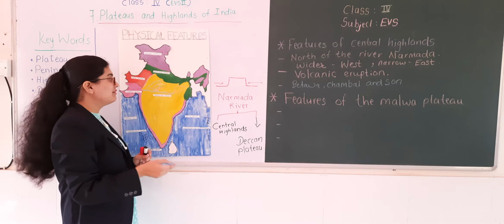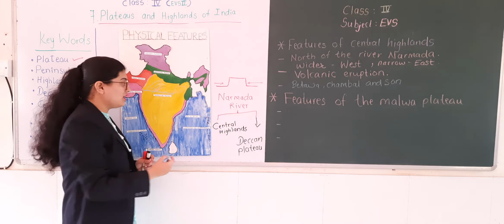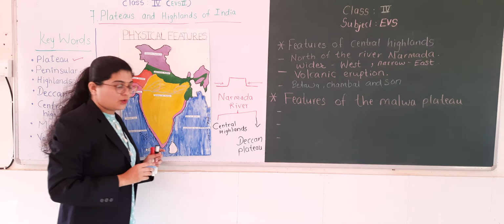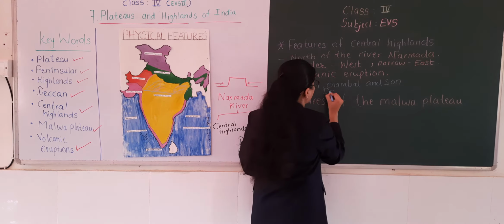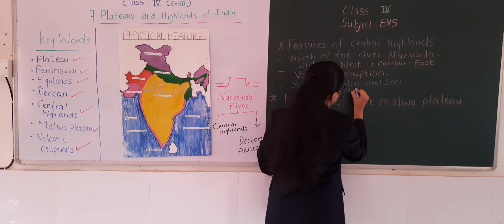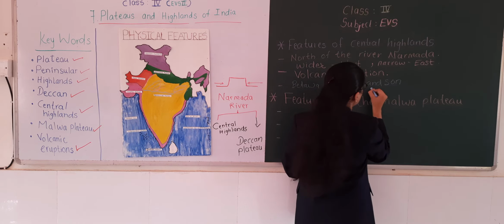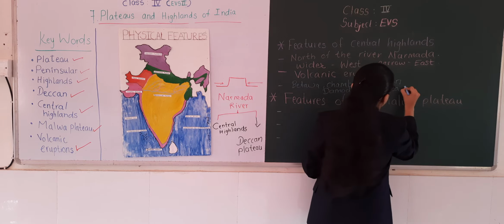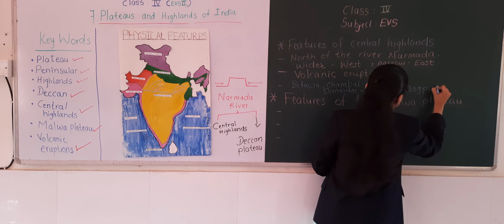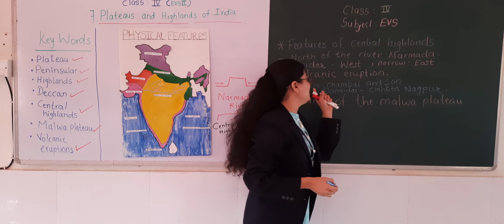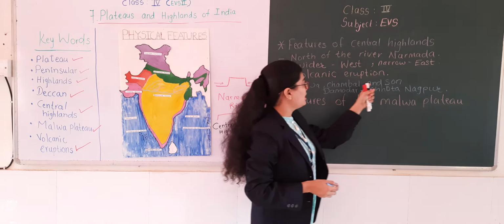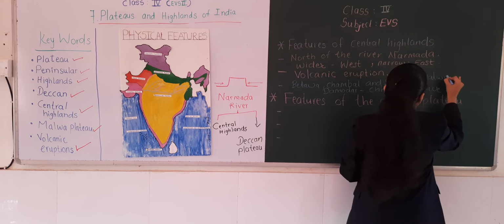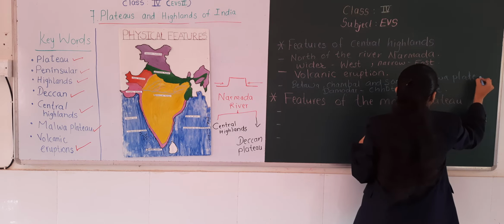And one more important river is the Damodar River. Which river? Damodar River. This river flows in the region of Chota Nagpur. In which region does the Damodar River flow? Yes, very good. Damodar River flows into the Chota Nagpur region. And where do these three rivers, Betwa, Chambal, and Sun, flow? These rivers flow into the Malwa Plateau.